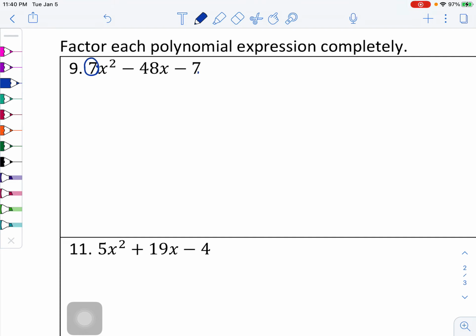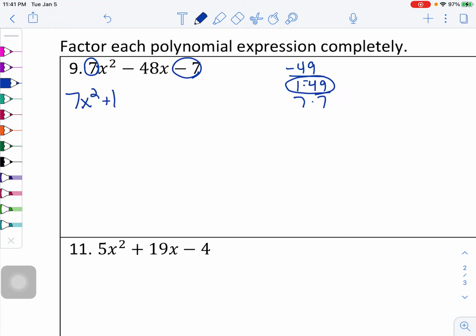All right, so A times C is negative 49. So 1 times 49 and 7 times 7 is the only way that's going to work. And out of these two pairs, the only way we're going to get any form of a 48 is, let's see, if I make negative 49 and do positive 1. So 7x squared plus 1x minus 49. Whoops, that's a 9. 9x minus 7.